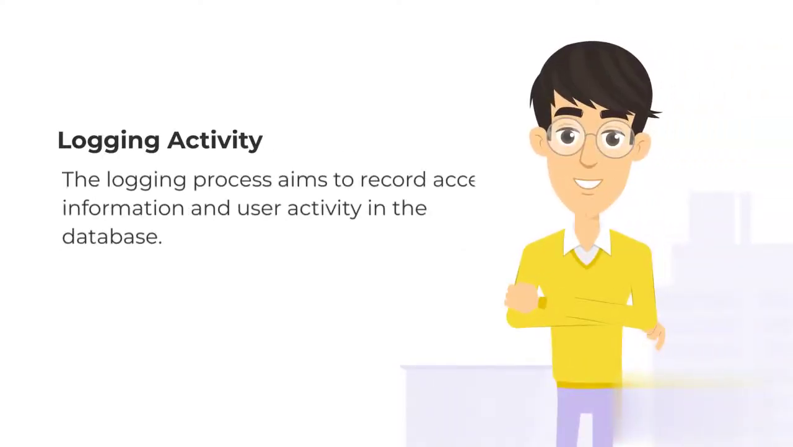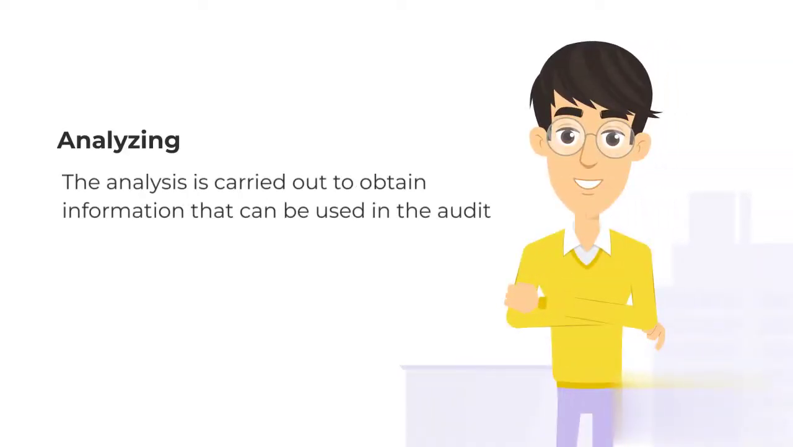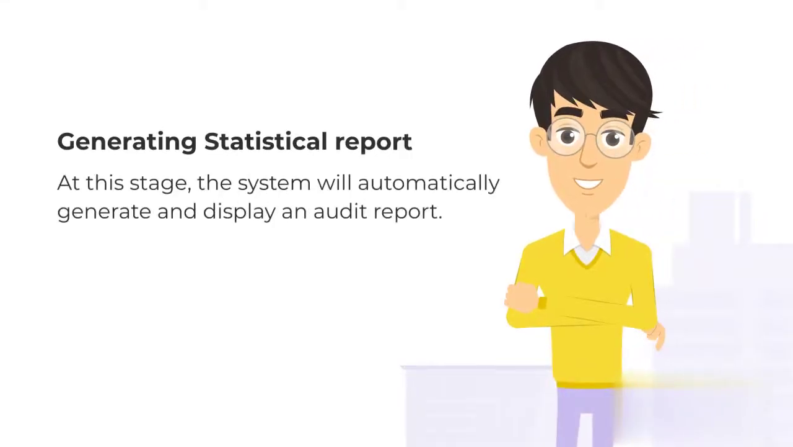Logging activity. The logging process aims to record access information and user activity in the database. Analyzing. The analysis is carried out to obtain information that can be used in the audit. Generating statistical report. At this stage, the system will automatically generate and display an audit report.